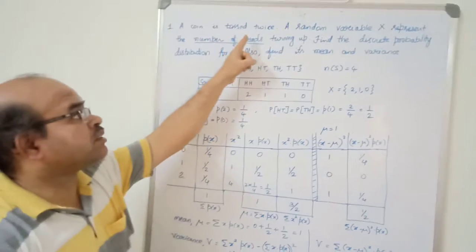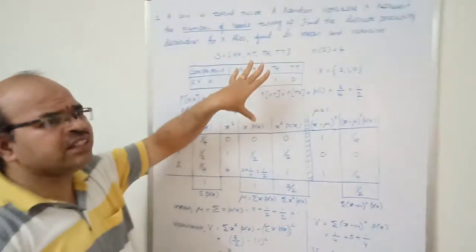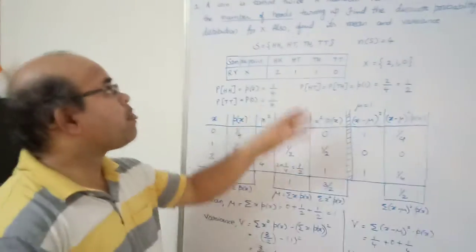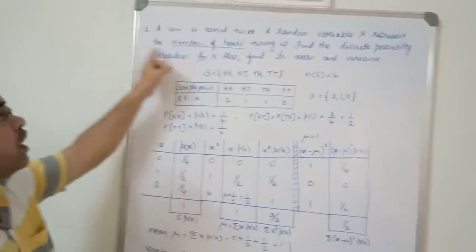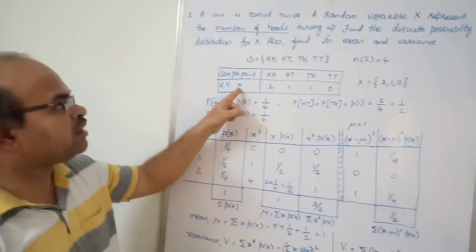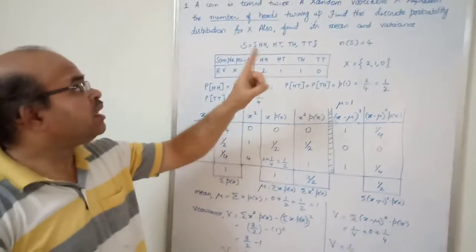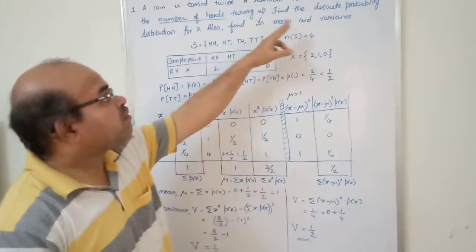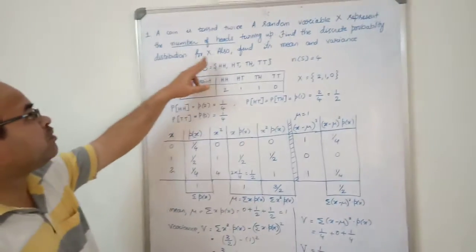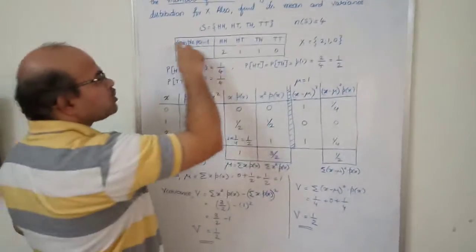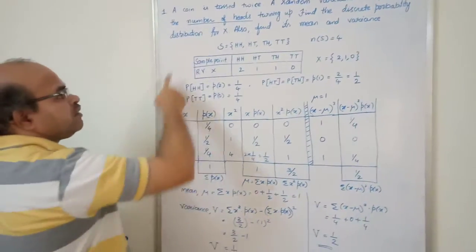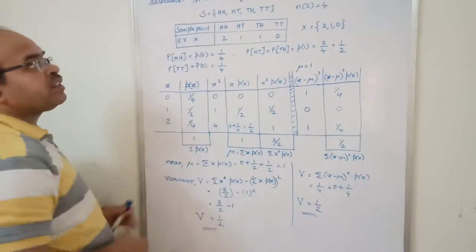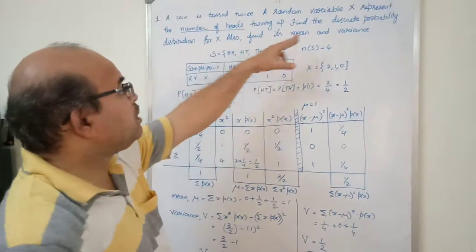A coin is tossed twice. I'm taking the same example because you'll understand better. A coin is tossed twice. A random variable X represents the number of heads. So, find the discrete probability distribution for X. They have asked to find the probability distribution of X. We have done it, and I'll explain how it is done. Using this, we have to find mean and variance also.